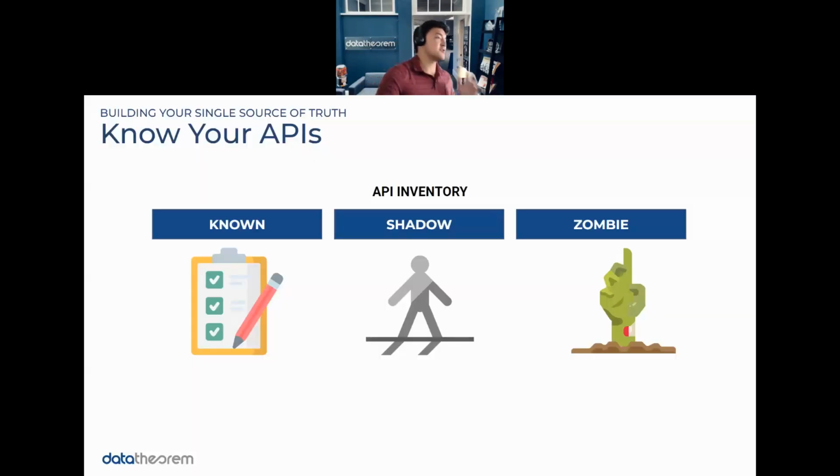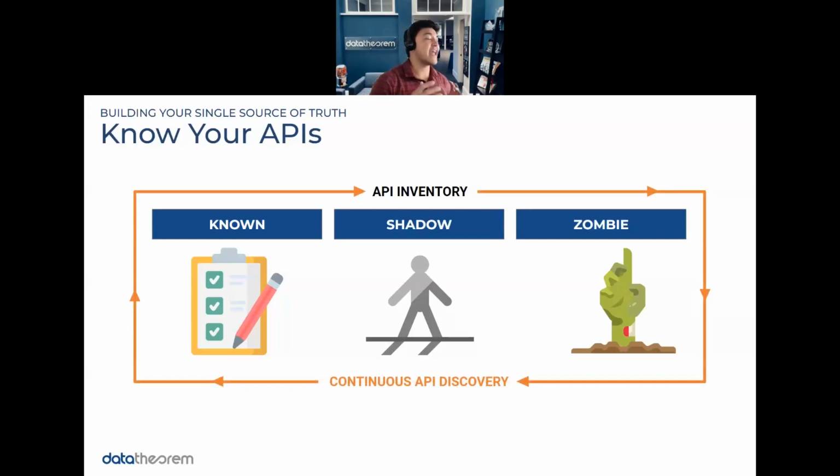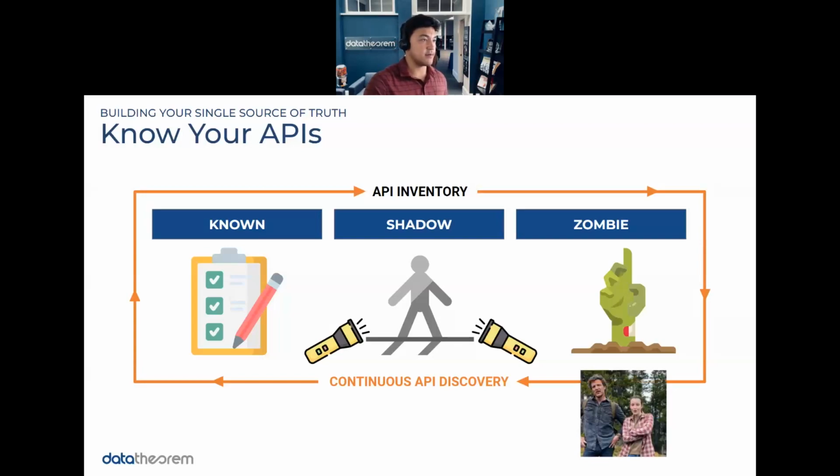And so just to bring this full circle here, you want to make sure that you have a dynamically updating API inventory with all the known APIs, identifying all the shadow APIs, and making sure you're hunting down all those zombie APIs as well. It can save a ton of money, as well as making sure you're not putting your business or your customers' data at risk. So want to make sure you're always dynamically updating your API inventory.